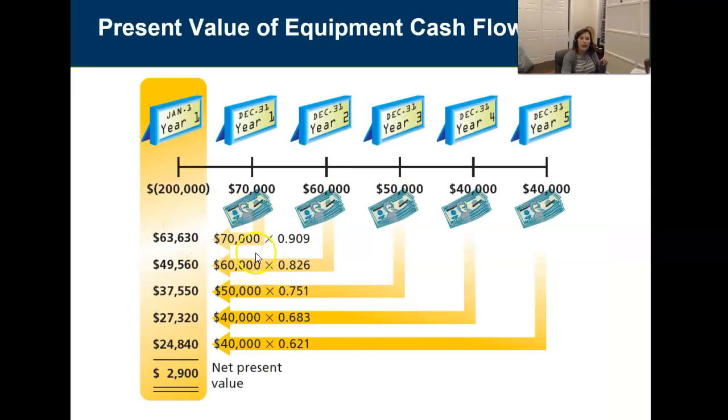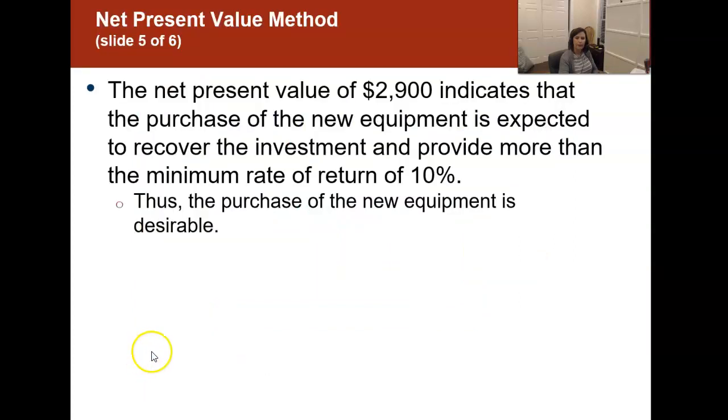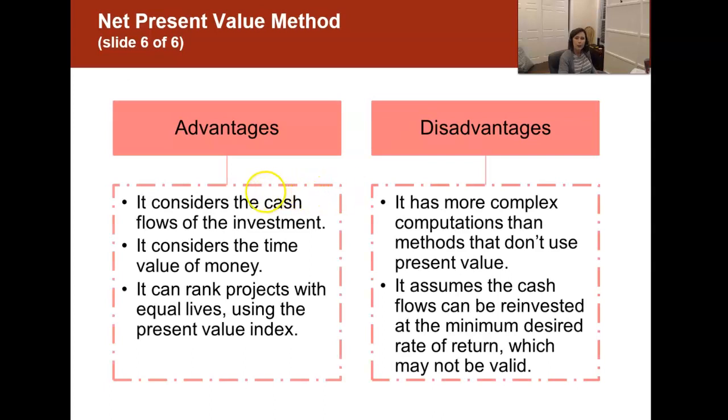And again, here is individually how we have calculated that series of cash flows. Again, subtracting out the initial $200,000 in investment to tell us that the net present value of this project is $2,900. And so because that gets us more than the minimum rate of return of 10%, then yeah, we're gonna wanna take a look at this project.